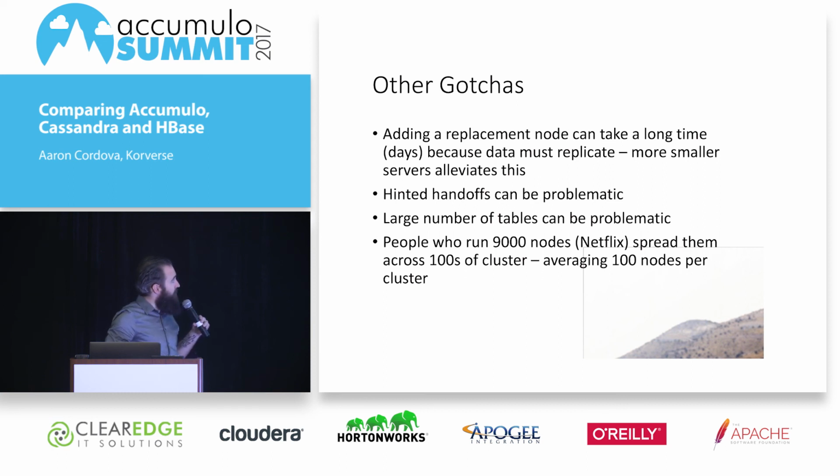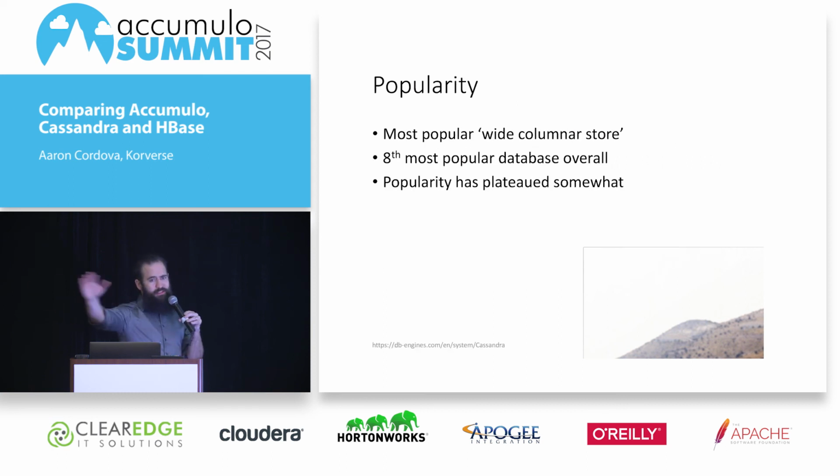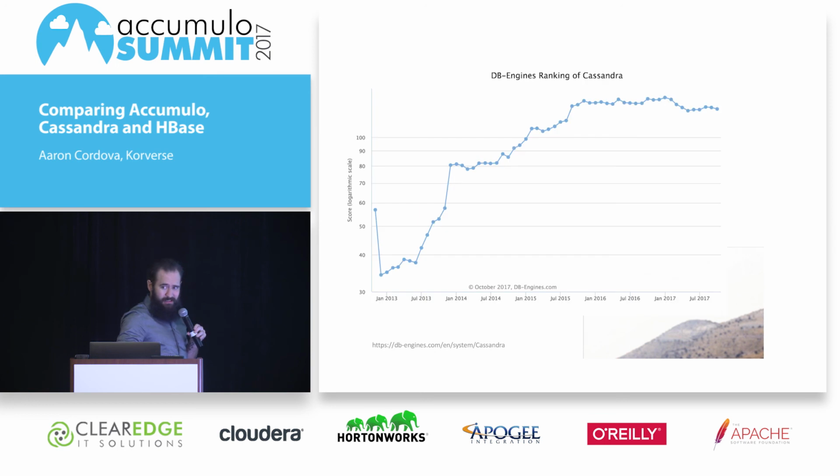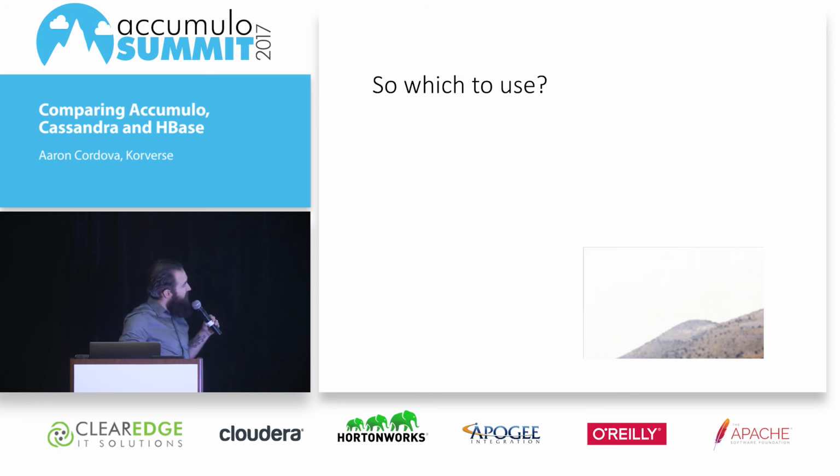So popularity, it totally wins the wide columnar store contest. It's the 8th most popular database overall. It's more popular than Teradata, at least online. I don't know if that means by installs or whatever, but the popularity has plateaued. So I would say this one's growing the least of these 3, but it's way up there. So which one to use?